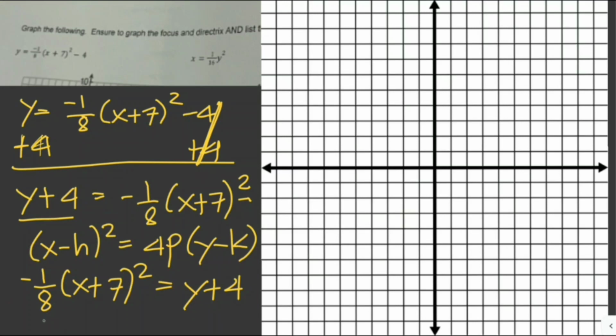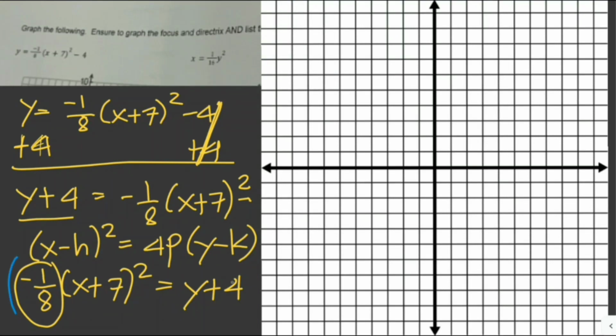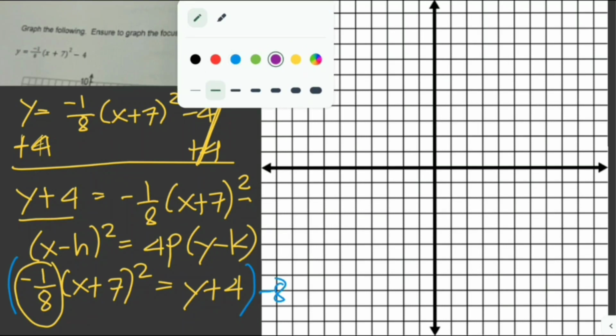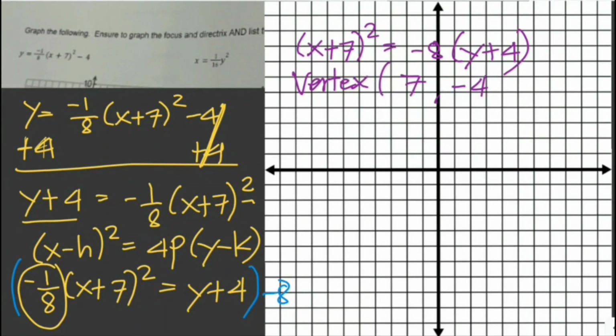Okay, so we need to get rid of the negative 1/8 here. We just have to multiply both sides by negative 8. And that would give us (x plus 7) squared equals negative 8 times (y plus 4). So the vertex here is negative 7 and negative 4.